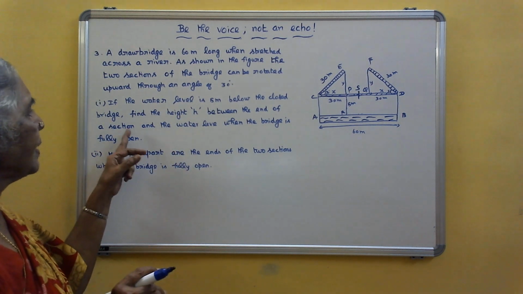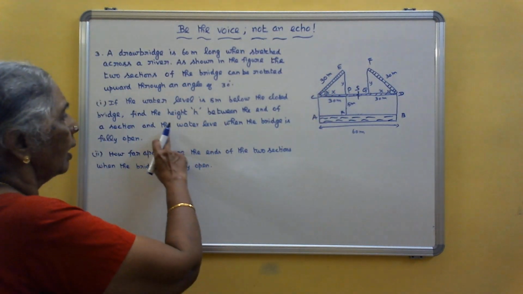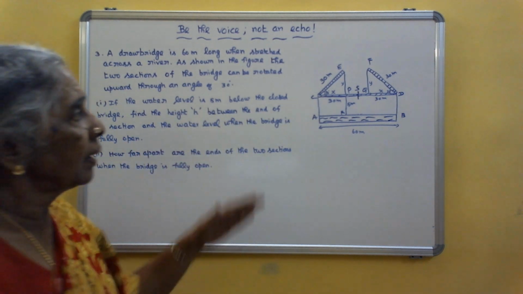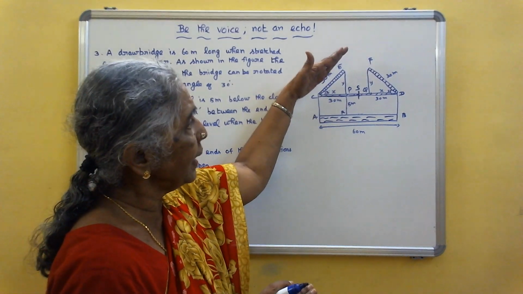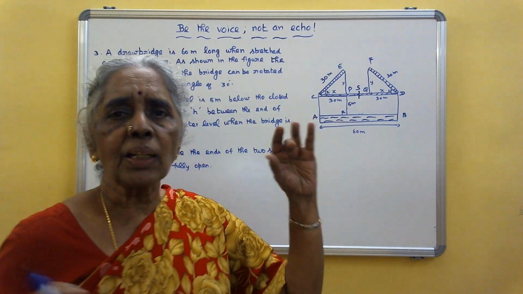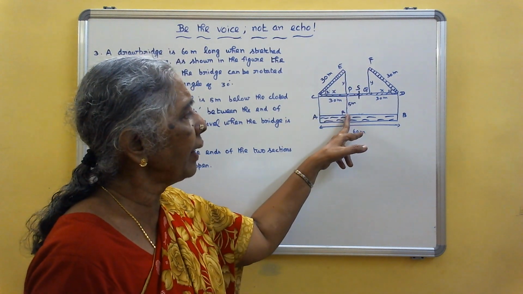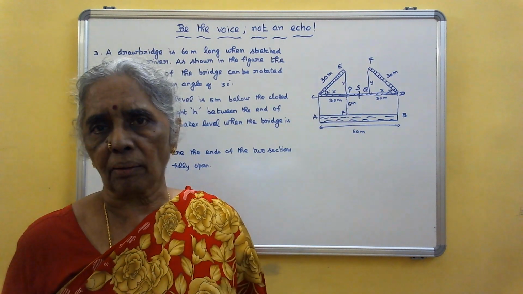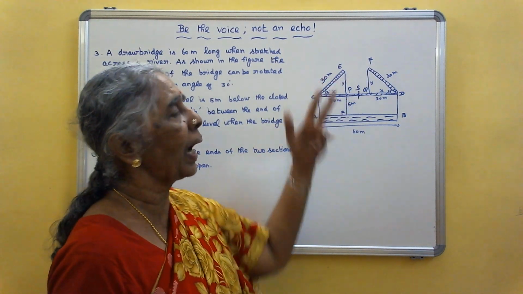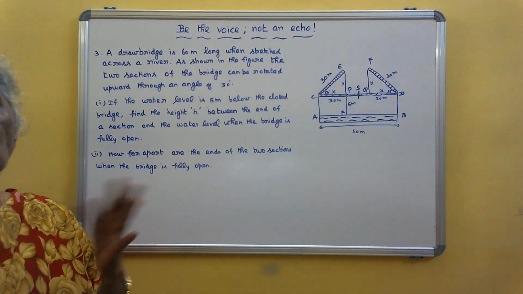H is the distance between the end of a section, either CE or DF, and the water level when the bridge is fully open. Now let us consider one side. Now the bridge is fully open. So from E to R, that is what you want to find, the distance between the one end and the water level. If you find EP and add the 5 meters, you will get that ER. That is what we want for the first subdivision.